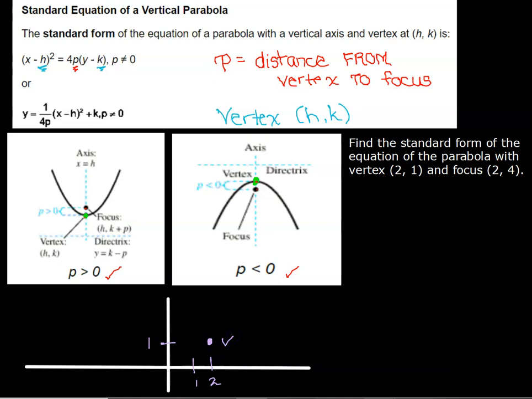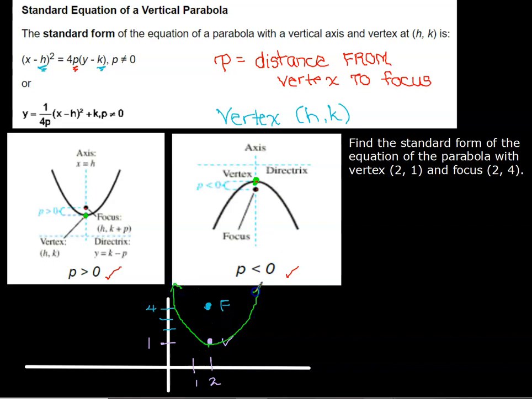And the focus is at 2, 4. So 2 and then 4 would be right here. Now, this is actually enough to tell me if this would be a vertical parabola, meaning if it faces upwards or downwards, or a horizontal parabola, meaning does it face left and right. Because what happens is that the vertex is the midpoint of the parabola itself. And the parabola will always face in the direction of the focus. Make a note of that. The parabola will always face in the direction of the focus.